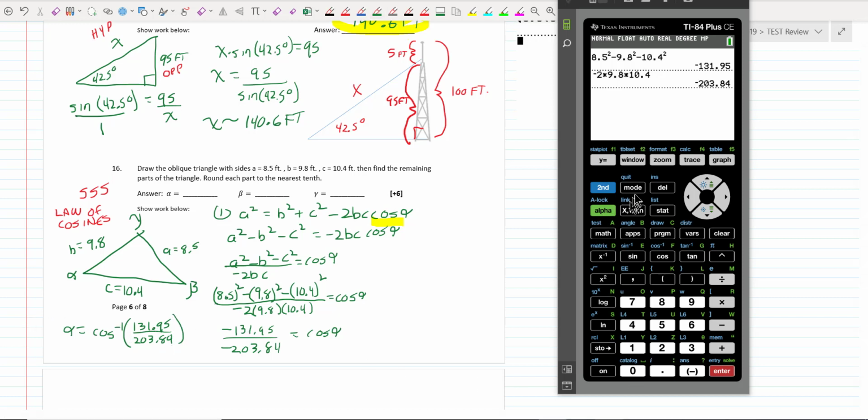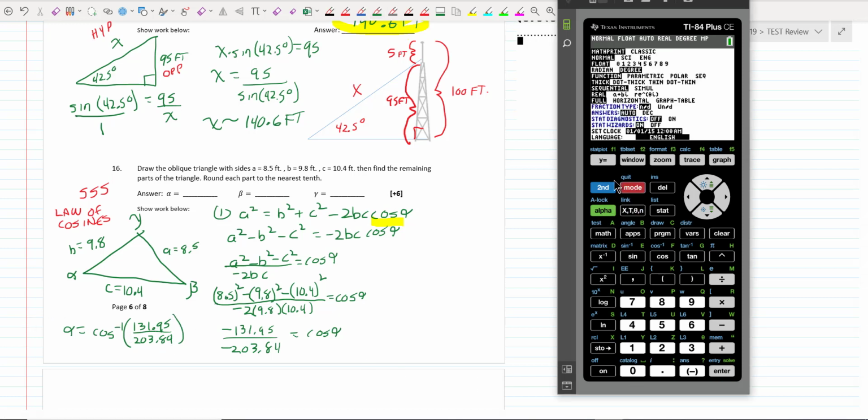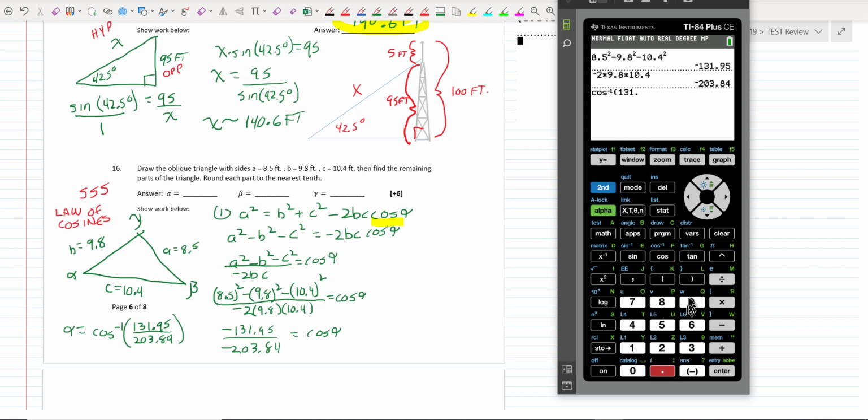So then in degree mode, you want to make sure again you're in degree mode. Okay, and then what you would do is just go inverse cosine of 131.95 divided by 203.84, and we'll round that off to one decimal, so that would end up giving us that alpha is about 49.7 degrees. Okay, so that takes care of that answer.